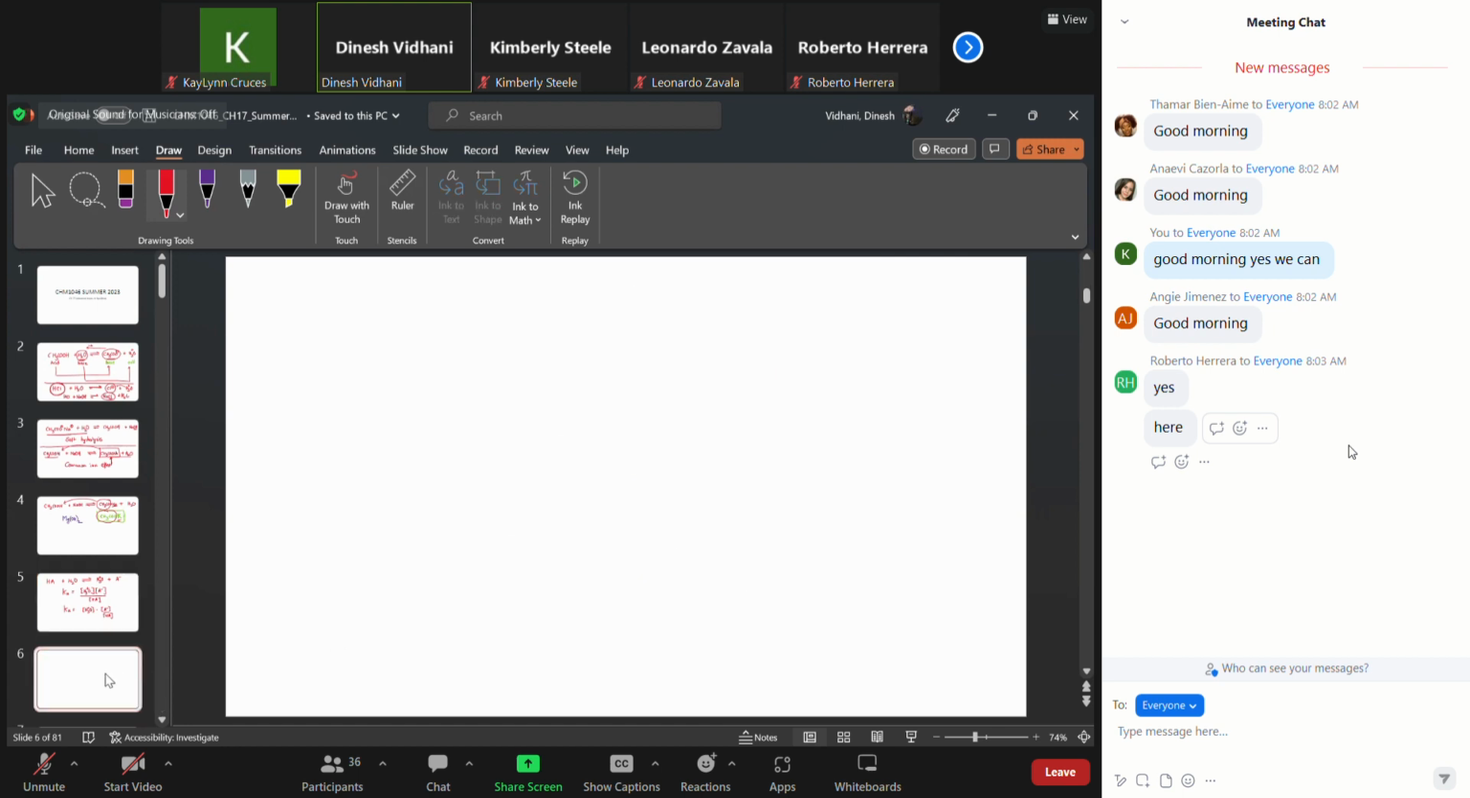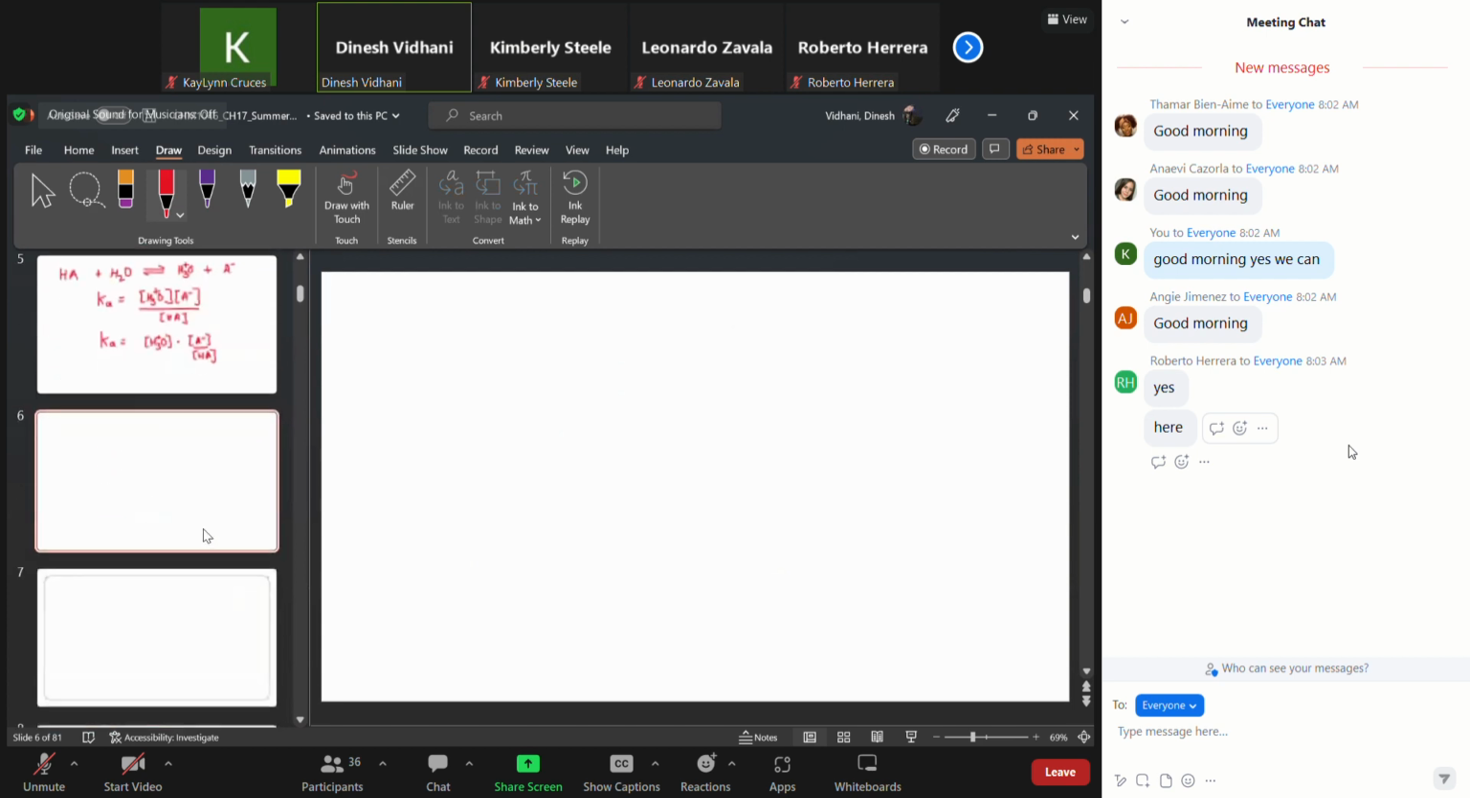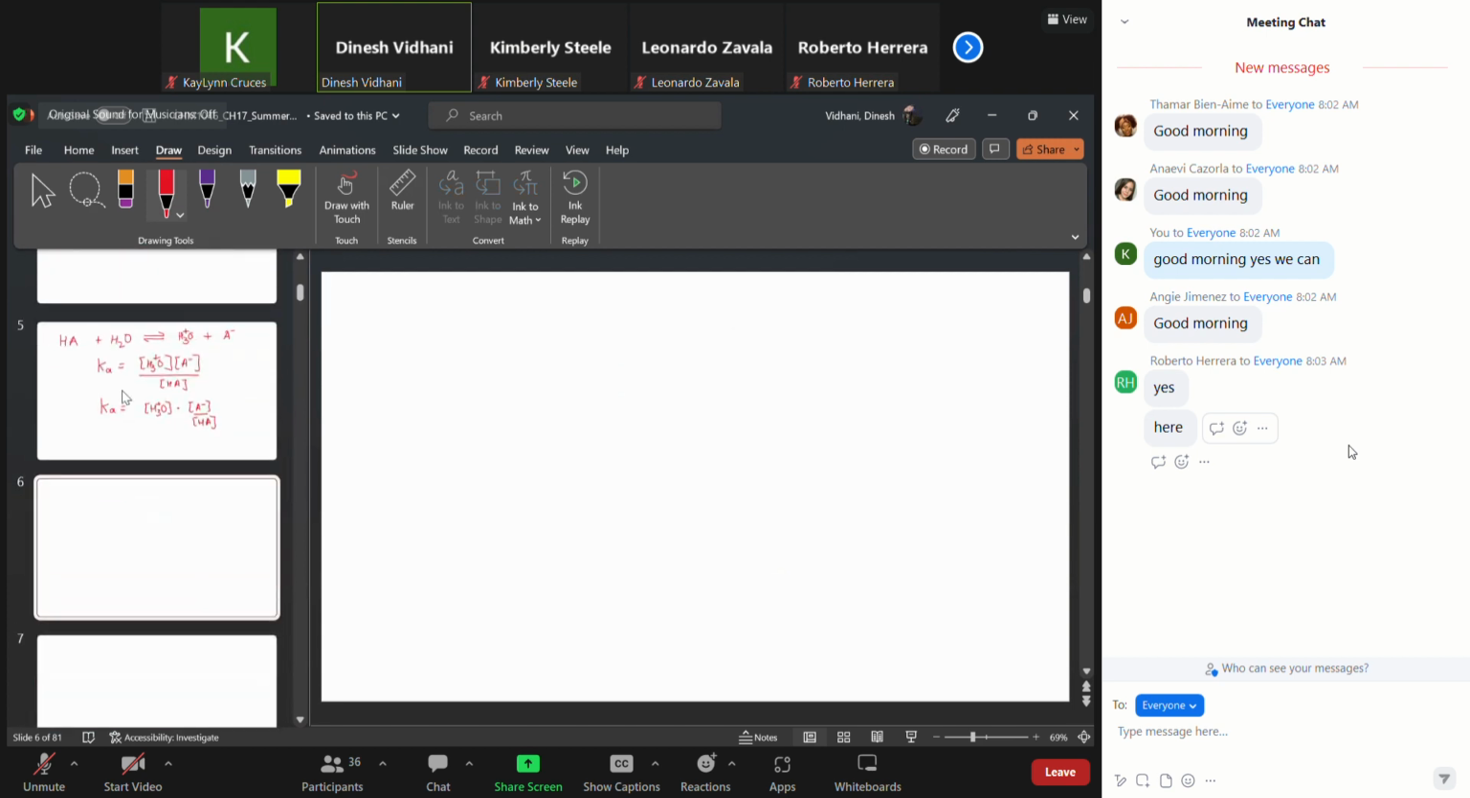The next thing I'm going to do, let me make it bigger so you can follow what I'm writing on the previous slide. Okay. The next thing I'm going to do is take the log on both sides. So log Ka equals log hydronium ion. And this multiplication sign between the two terms will now become addition because you're taking log.